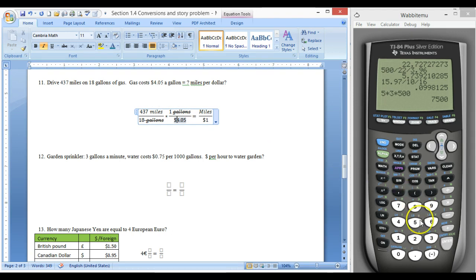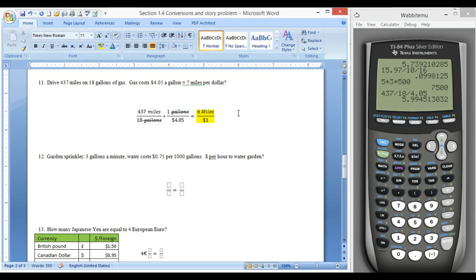So let's type that in. 437 divided by 18 divided by 4.05. Those were both on the denominator. Press enter and I will get, there we go, 5.99. Let's go ahead and just round that to 6 miles per dollar. Alright, let's move to the next one.